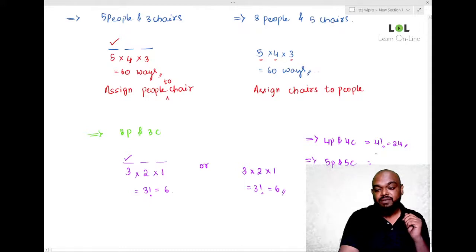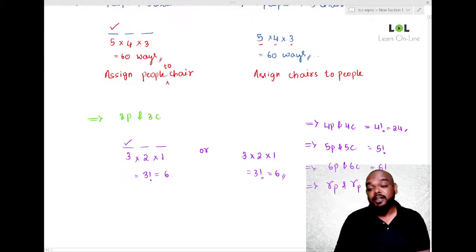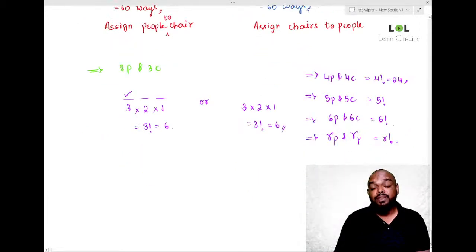5 people, 5 chairs. What will be the answer? 5 ways. That's all. 6 people, 6 chairs. 6 ways. Now, r people, r chairs. R people and r chairs is nothing but r factorial. Recall, I told you in the beginning.